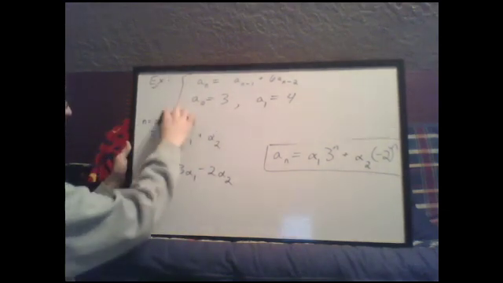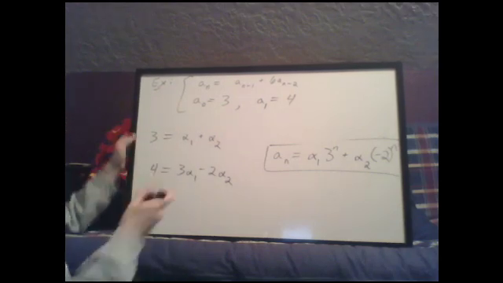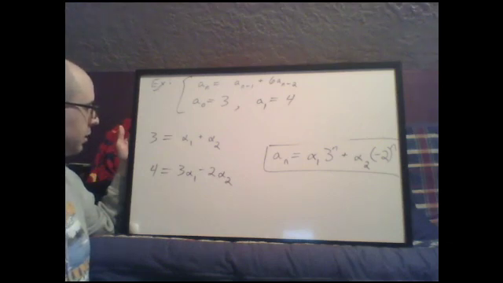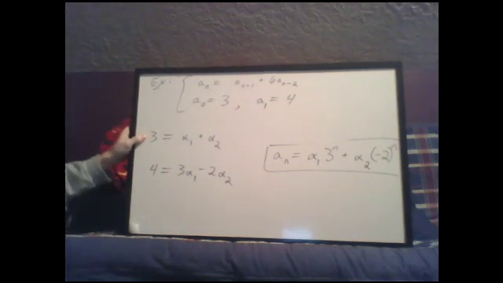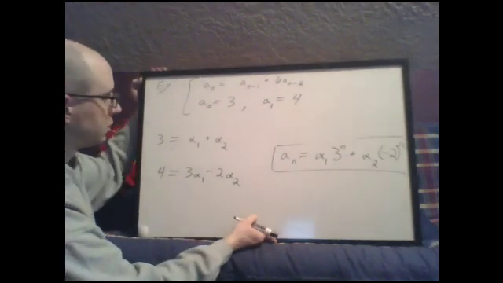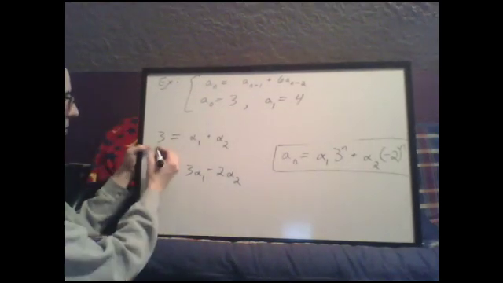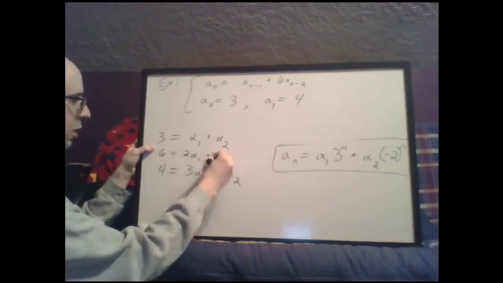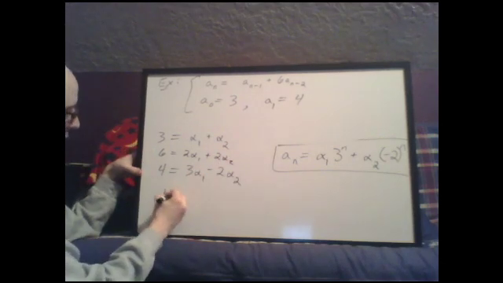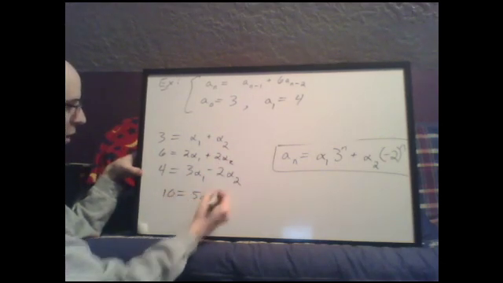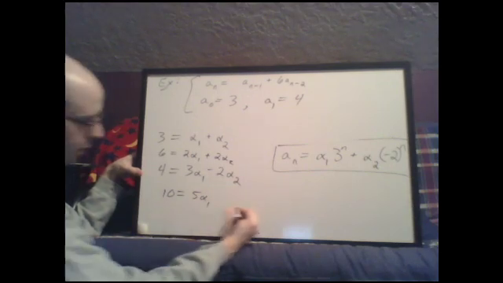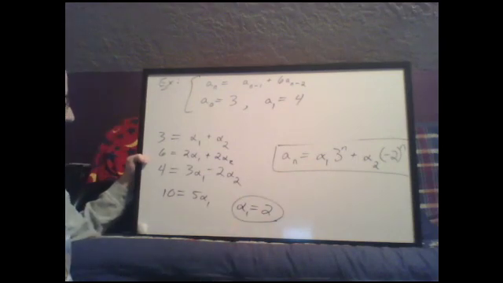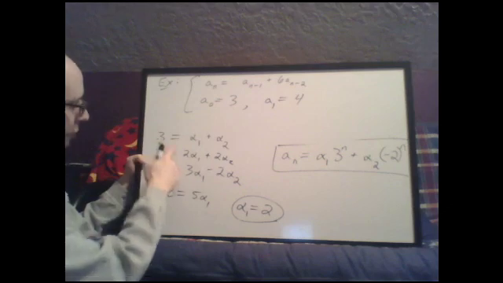Let me erase my stuff. Now it's just a simple system of equations to solve. Let's see, if I multiply the first one by 2, I get 6 equals 2 alpha 1 plus 2 alpha 2. Now if I add, I'll get 10 equals 5 alpha 1, and my alpha 2's cancel. So alpha 1 equals 2. And that means back here, alpha 2 would have to equal 1.